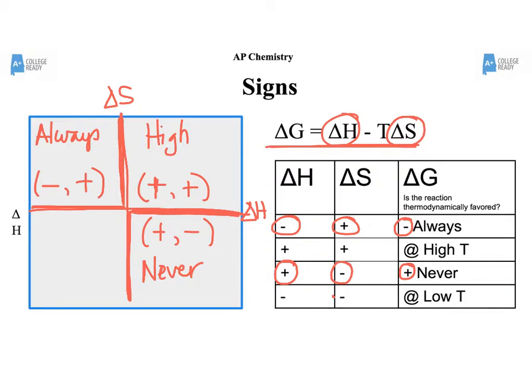What about the last quadrant? H's are negative, S's are negative. So when is this reaction thermodynamically favored? At low temperatures. At low temperatures, you're going to get a negative delta G, and as the temperature increases, it's going to transition to a positive delta G. So you can use this to help you remember the different quadrants and what they mean. Always, high, never, low.